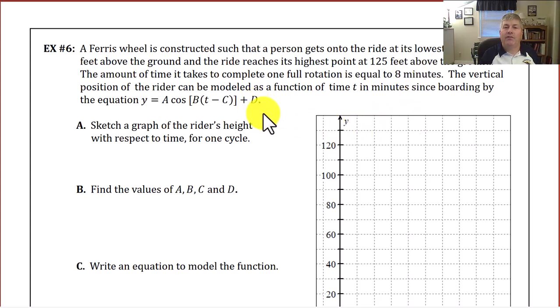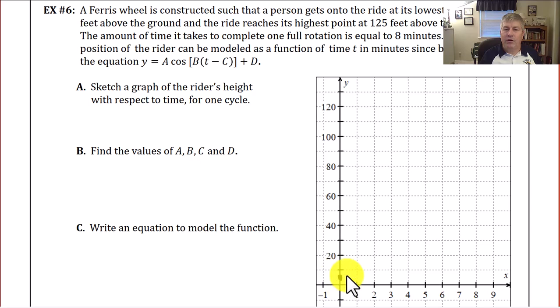The vertical position of the rider can be modeled as a function of time in minutes since boarding, using the equation y equals a cosine of b times t minus c plus d. So we're using a cosine curve, so we're starting at a height of 5 feet, and it takes 8 minutes to return to that height of 5 feet. So we will finish here at 5 feet. Halfway through, we will be at a height of 125 feet. So we've got 3 of our 5 critical points.